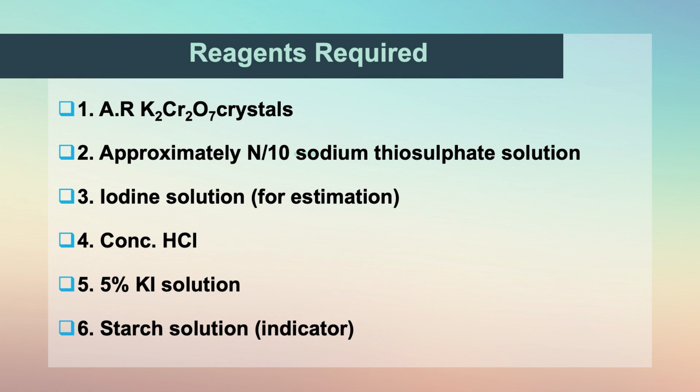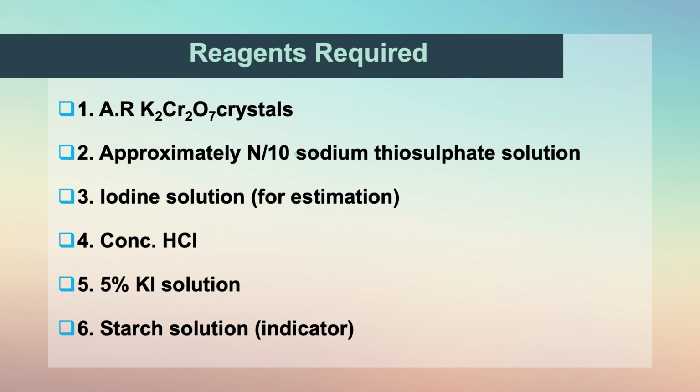Now, the fourth reagent is concentrated hydrochloric acid. Next reagent is 5% potassium iodide solution. From the principle, you are familiar with the fact that you have to use potassium iodide, from which iodine is liberated by standard potassium dichromate. Now, starch solution. Starch is used as indicator in both the standardization as well as estimation.